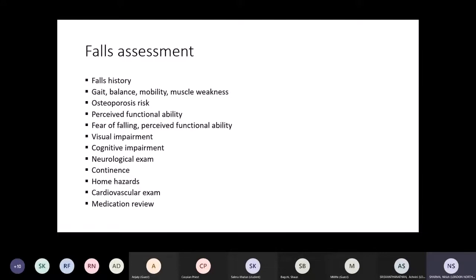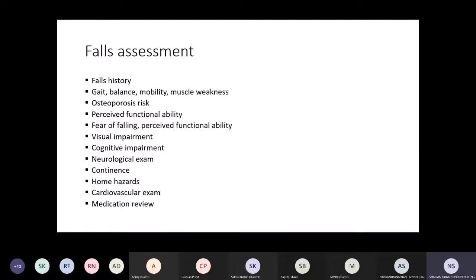Okay. So how do we start with the fall assessment? Very important, history. When did it happen? How did it happen? What happened before the fall, during the fall, and after the fall? During the fall, it is very important to ask if there was any loss of consciousness, any abnormal movements, and how long it lasted.